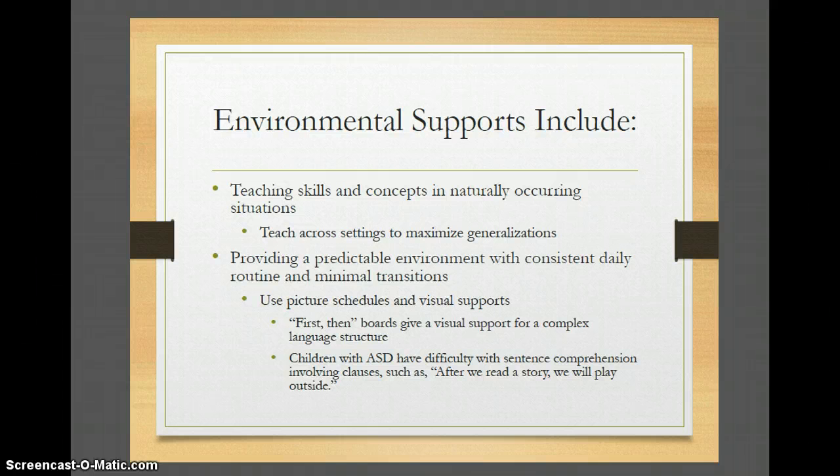And remember, when I say here that first-then boards give a visual support for a complex language structure, children with ASD often have difficulty with these kinds of sentence comprehensions that involve clauses. So if you say to a typically developing child, after we read a story, we're going to play outside, it's not that difficult for the child to comprehend what you're saying, but a child with ASD has a really difficult time putting all those pieces together and understanding the dependent relationship here, so that we do this and then we do that. But seeing it visually can make it really clear for the child.